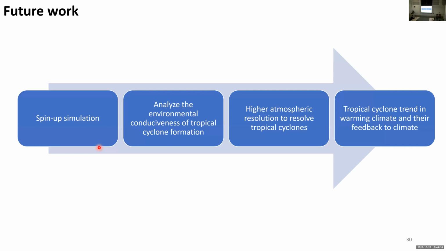And for our future work, there is a lot of work to do. We are at this first step right now. So we want to analyze the environmental conduciveness of tropical cyclone formation based on the two mean climates. And then we need to run a higher resolution atmosphere model to resolve the tropical cyclone. For now, our atmosphere model is 1 degree, but it's not enough to see a tropical cyclone very clearly in our simulation. So we want to increase the resolution. That means we need to increase the computational cost. And then we want to investigate the tropical cyclone trend in the warming climate, and evaluate their feedback on climate.